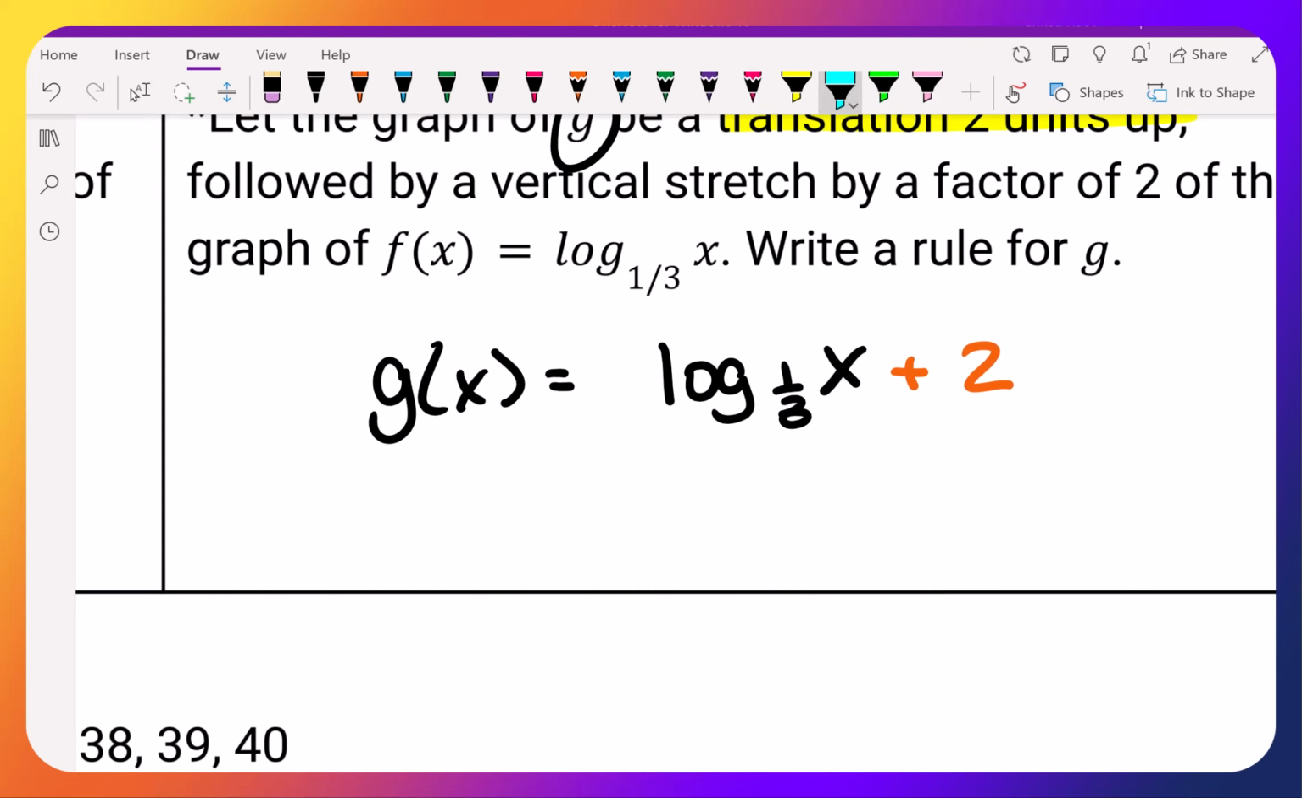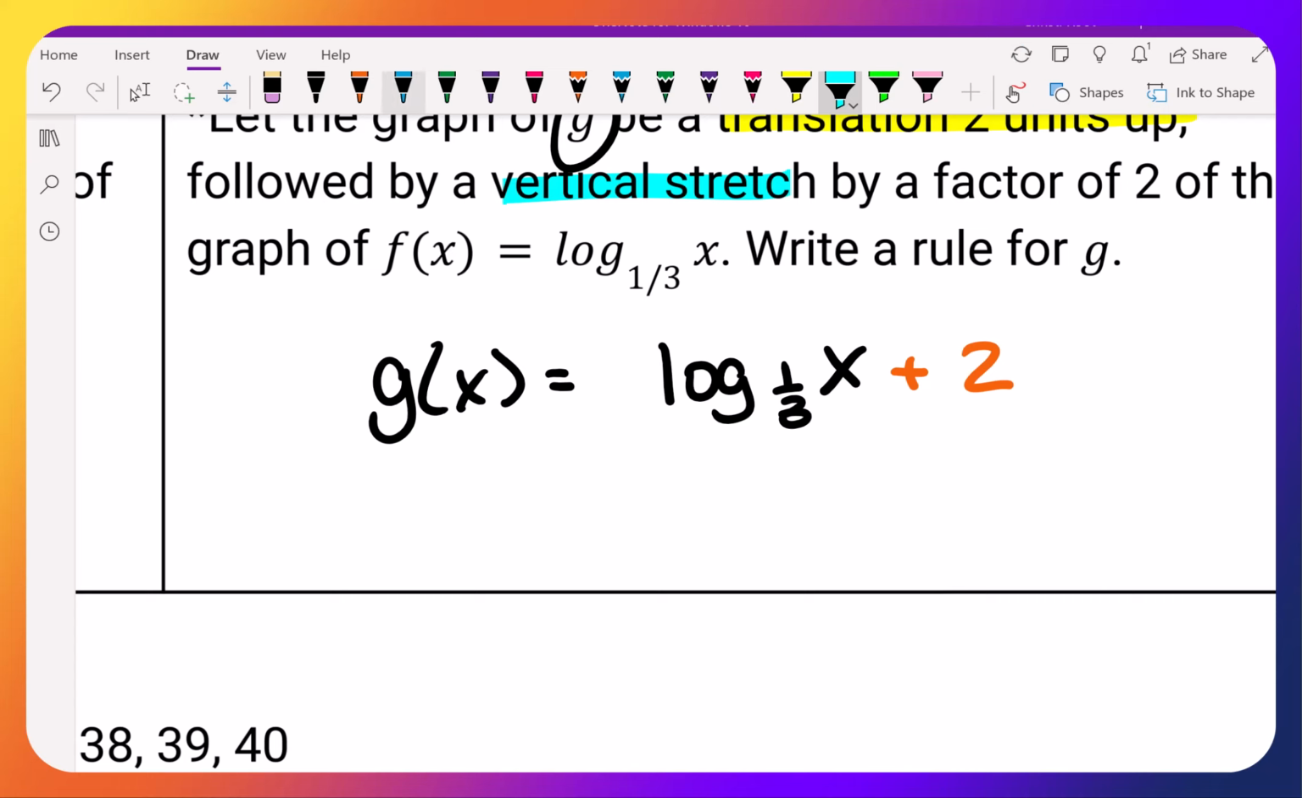Now, this is the part. When you do a vertical stretch, you're supposed to multiply the function, correct? But you got 2 parts. You got the logarithm part and then you got the plus 2 part. Typically, when you do reflections and vertical stretches and shrinks, you have to multiply the whole thing, but y'all normally have 1 part. This has 2 parts. So here's what you have to do.